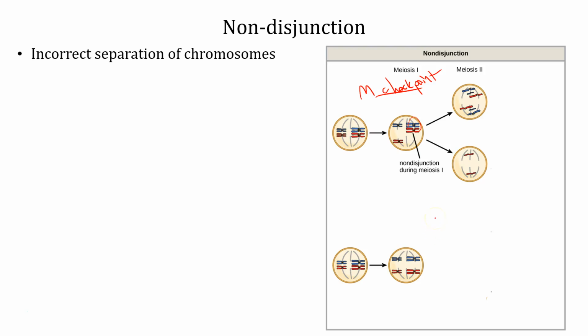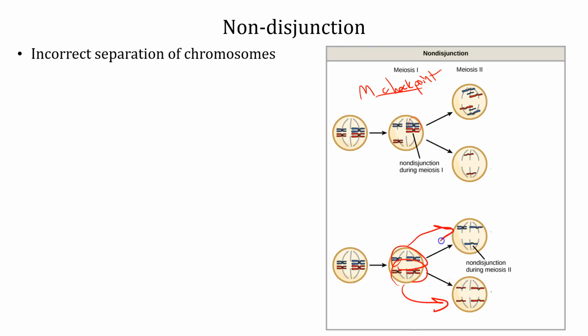Okay, well, non-disjunction can also happen even if meiosis 1 is okay. It can happen later in meiosis 2. So what you're seeing here is that these chromosomal pairs went to two separate new cells, and then these ones divided correctly. The two sister chromatids were pulled apart just fine, but here the two sister chromatids were not pulled apart. This one came off of that one, and that looked good, but you can see these two are still stuck together. This one should actually migrate to this side of the cell as well.